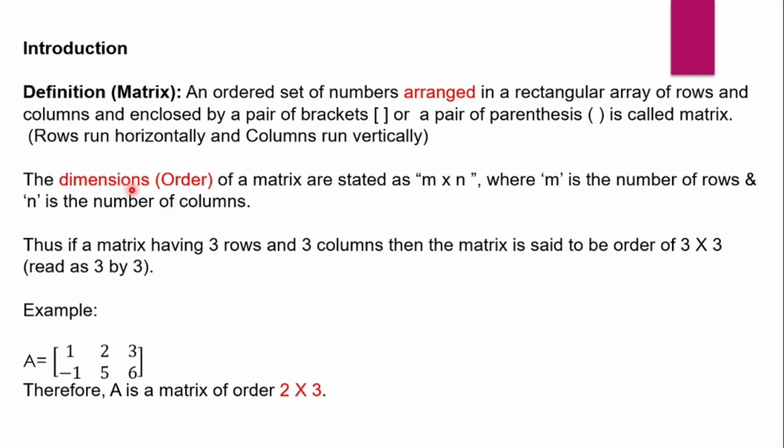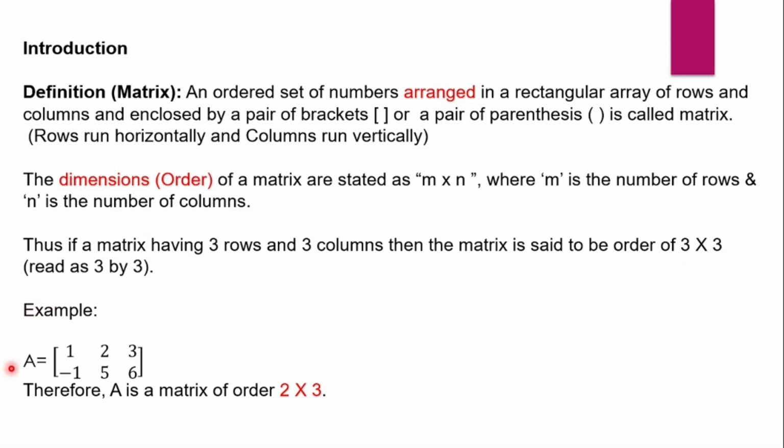Next is the dimensions or order of a matrix. So the dimension of a matrix is stated as m cross n, where m is the number of rows and n is the number of columns. So whenever someone asks about the dimensions of a matrix, basically they are asking about the number of rows and columns in a matrix. Thus, if a matrix has 3 rows and 3 columns, then this matrix is said to be of order 3 cross 3. We read this symbol as 3 by 3.